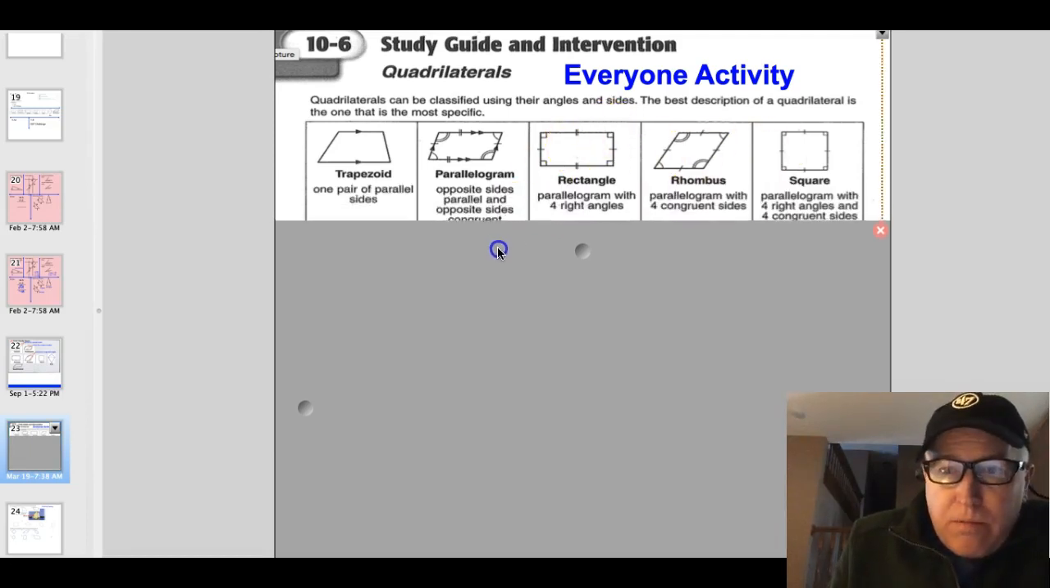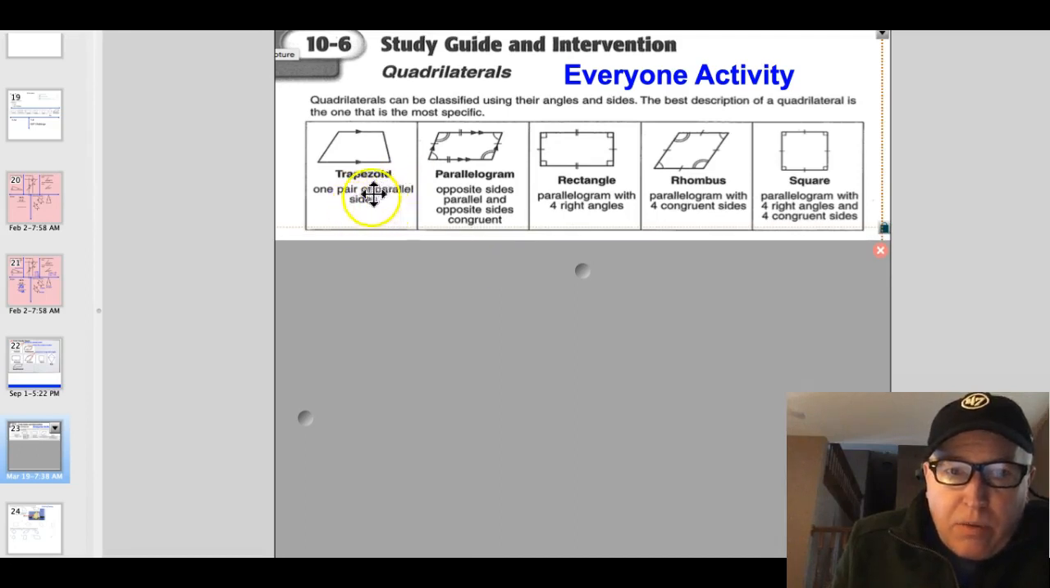The definition we're going to work with for a trapezoid is 1 pair of parallel sides. So it's a quadrilateral with 1 pair of parallel sides. These are all quadrilaterals. This one here, you could say it's a quad where the opposite sides are parallel. So this side and this side are parallel. They're opposite, and this side and this side are parallel. It says that the opposite sides are parallel and congruent, because these opposite sides are also the same length. So opposite sides parallel and opposite sides congruent.